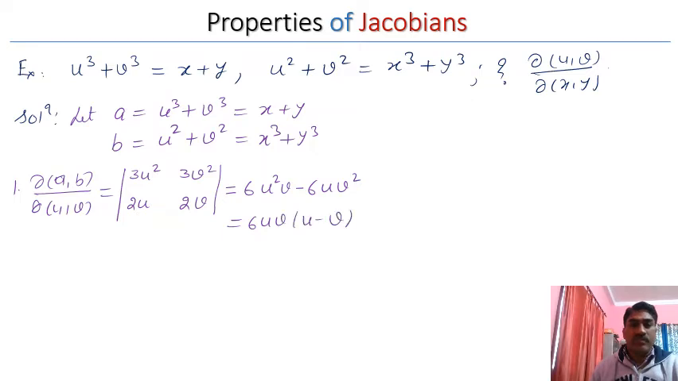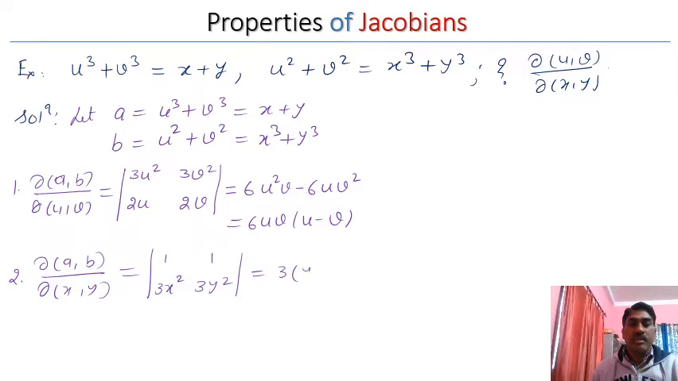And as a second part we will find the Jacobian of AB with respect to x and y. So this will come out to be del a by del x is 1, del a by del y is 1, del b by del x is 3x square, and this is 3y square. So we get 3 times (y square minus x square).